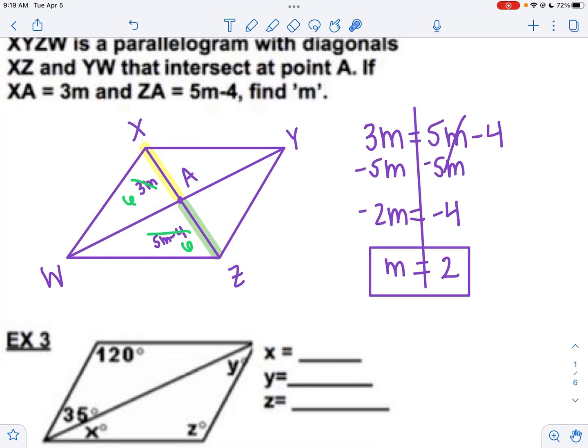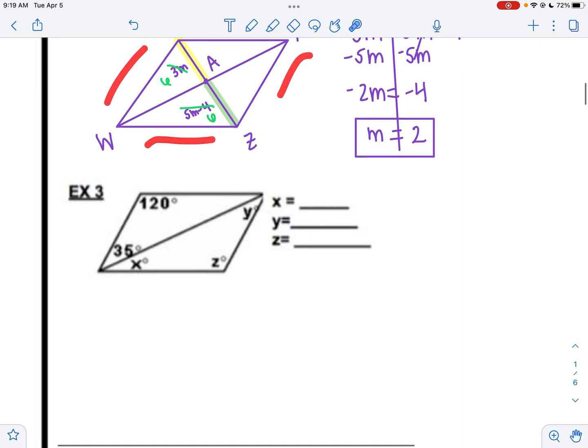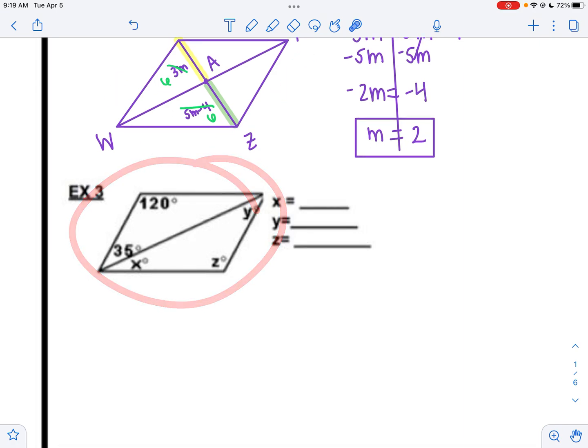Now, I don't know anything else. I just know that this is 6 and this is 6, but I don't know if those are the same. I can't find the outside pieces. I don't quite have enough information, and that's okay. Now, taking a look at our last one, they gave us a picture.